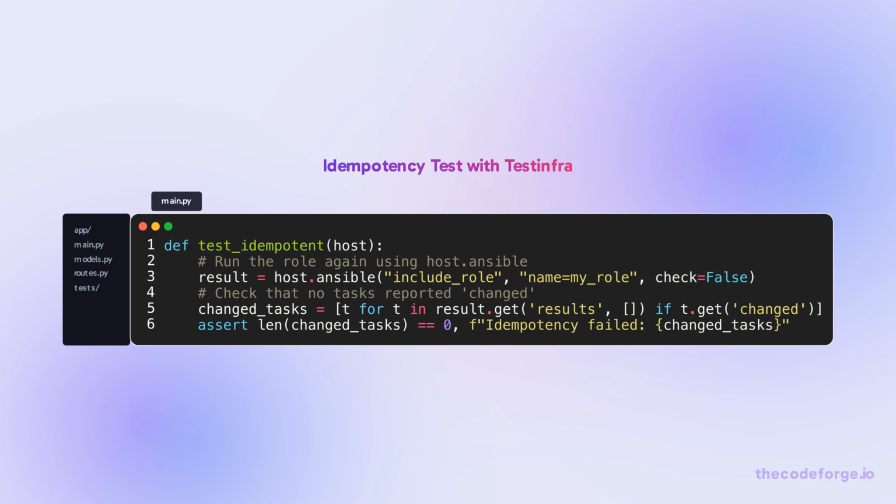The article mentions idempotency testing, but only shows an Ansible verifier approach. Here's a concrete Testinfra snippet that runs the role again via host.ansible and asserts no changes. Note: host.ansible is experimental and may require the Ansible Python package installed in the test container.